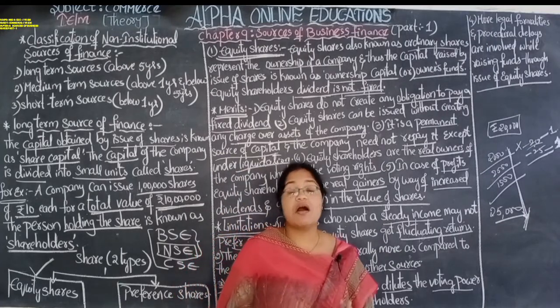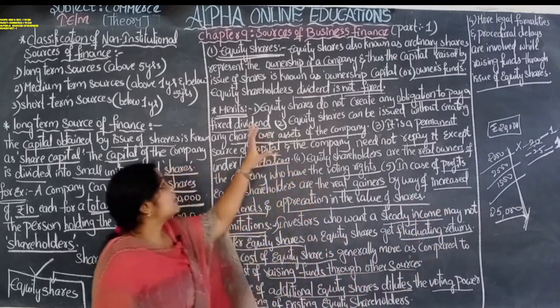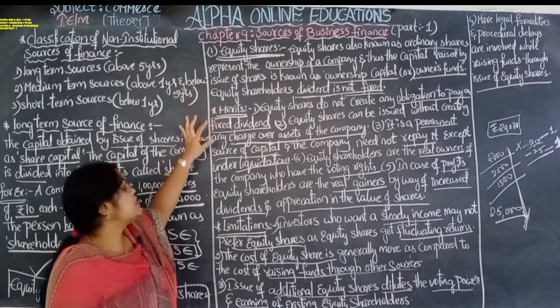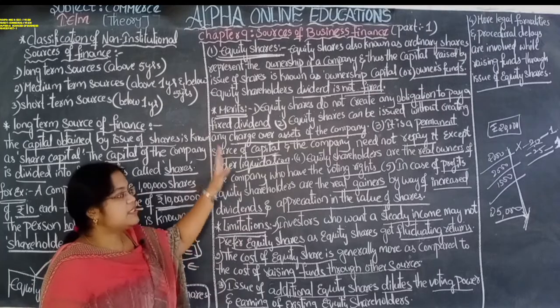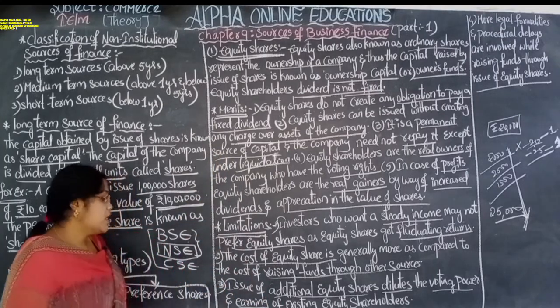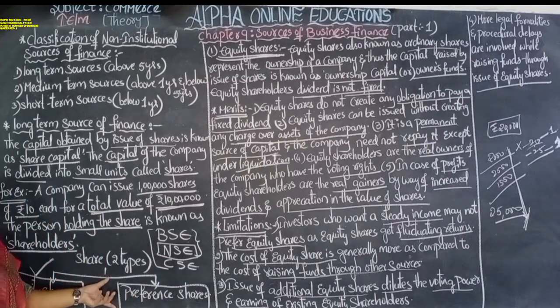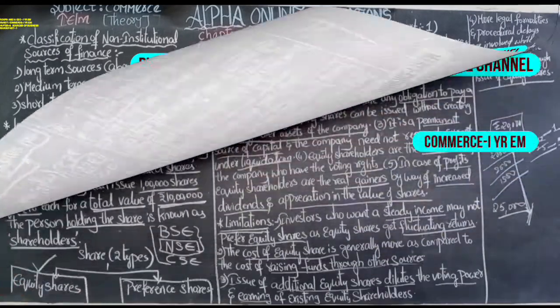So these are the main limitations of equity shares. These are the merits, meaning advantages, and these are the disadvantages of equity shares. So this is about the equity share. Let us meet in another session with another topic, that is preference shares: how many types of preference shares are there, what are the merits, and what are the demerits, limitations or disadvantages of preference shares. We will discuss that in the next session.